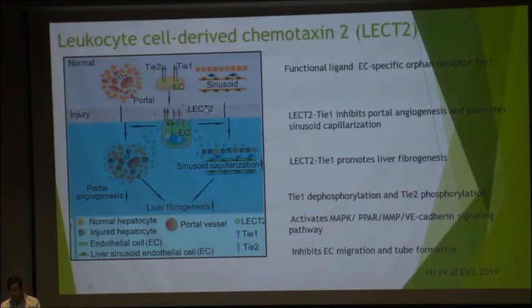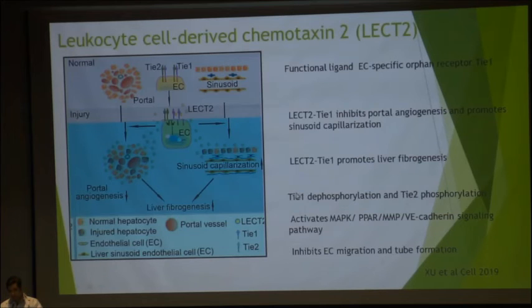The leukocyte cell-derived chemotaxin 2 actually inhibits portal angiogenesis, which has never been implicated in patients with liver fibrosis. This represents a newer mechanism. As well, it promotes sinusoidal capillarization, which has been known in patients with angiogenesis. This in turn causes an increase in liver fibrogenesis.